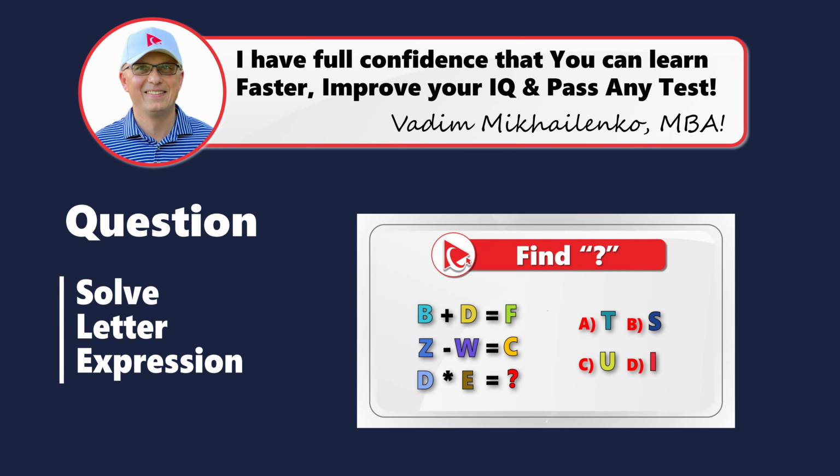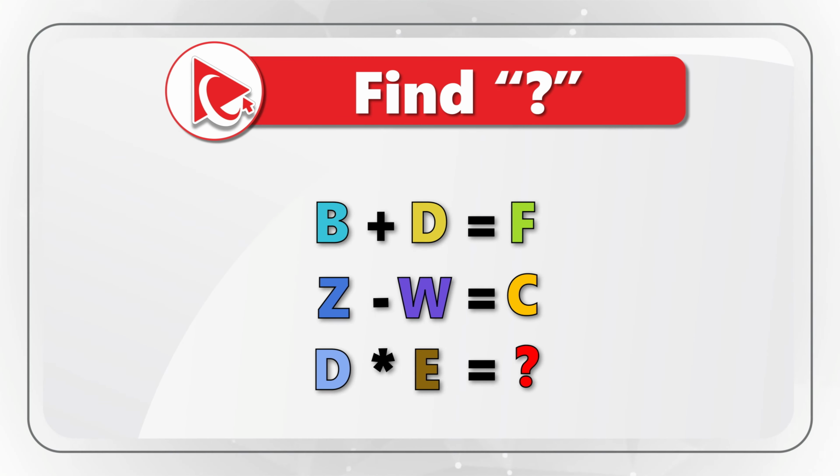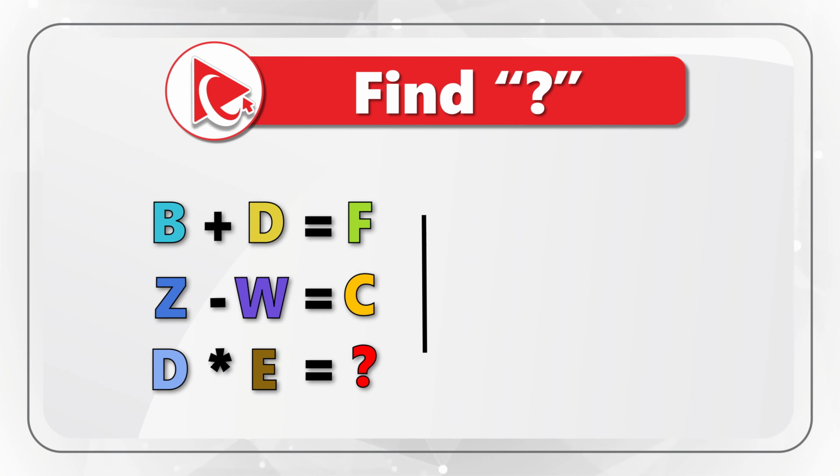You're presented with 3 expressions, and you need to find the missing item in the third expression. The first expression is B plus D equals F. The second expression is Z minus W equals C. And the third expression is D multiplied by E equals missing item. And you need to find and select the missing item out of 4 possible choices.